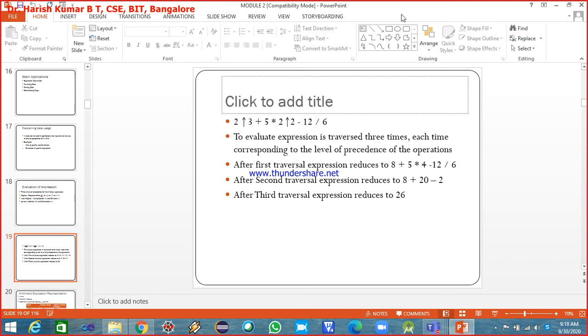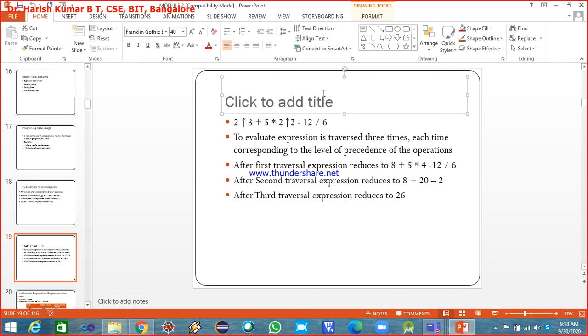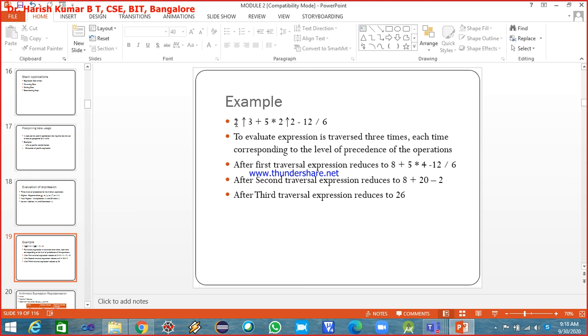so now I have an example here. Just observe, look into this. It is an expression. Now there are no parentheses, so this is not a parenthesized expression. The expression has operators: I have the exponentiation symbol here, the addition symbol here, the multiplication symbol here, and again exponentiation here, and then division here. Now how to evaluate this?